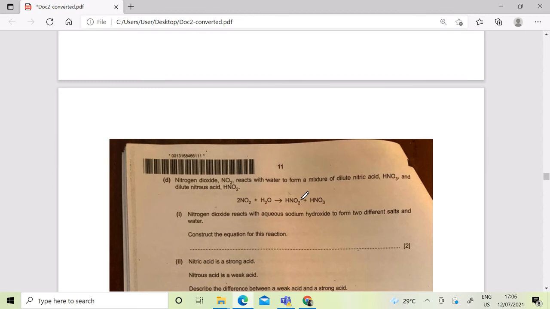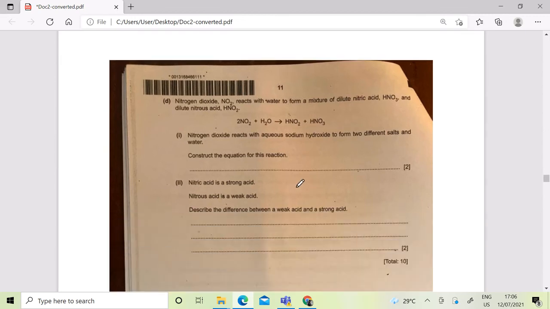So you got a reaction. Construct the equation for nitrogen dioxide reacting with sodium hydroxide. You know acids react with bases. So nitrogen dioxide, NO2, is an acid, and sodium hydroxide is a base. And what do they form? Two different salts and water. You can get the idea now.